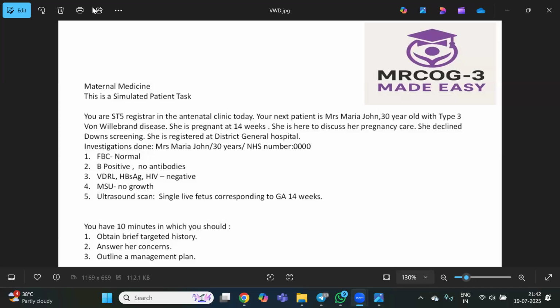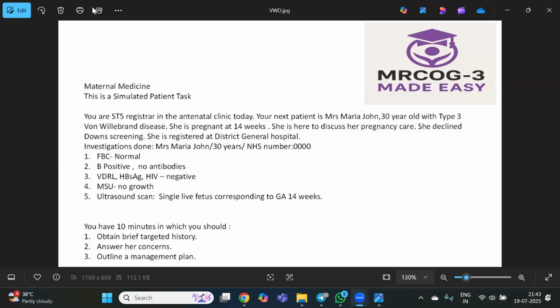Now, coming to the present pregnancy. Maria, can you tell me about this present pregnancy? Is it your first pregnancy? She'll say yes or no. If it is the first pregnancy, then you ask, is it a planned pregnancy? If it is the first pregnancy, no need to ask about previous pregnancies. Is it a planned pregnancy?